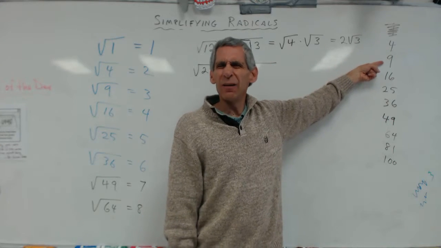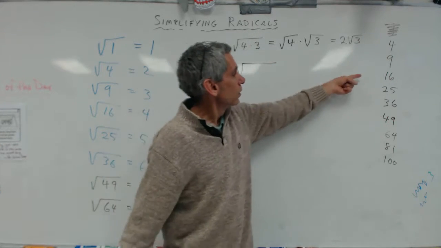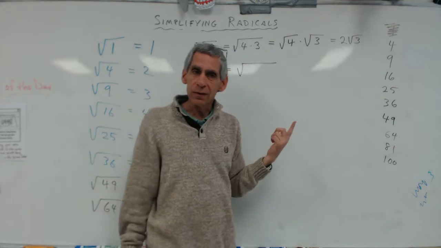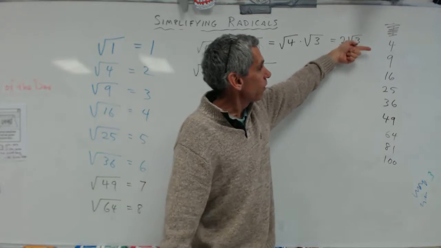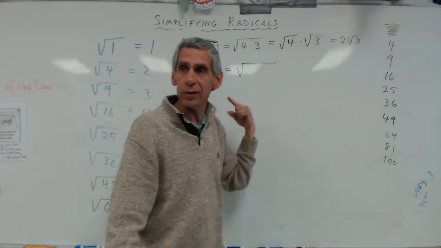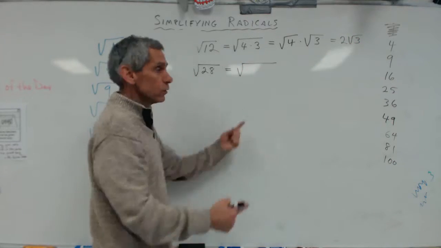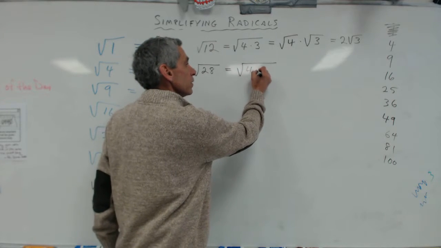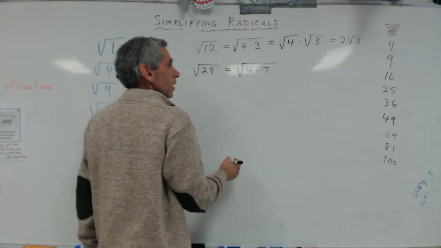9 times 3 is 27. Oh, shoot, no. 16, that's not going to work. 25, oh no, that doesn't work either, right? So 4 is my biggest number that goes into 28. So that's great. I always put my perfect square first under here. 4 times 7.